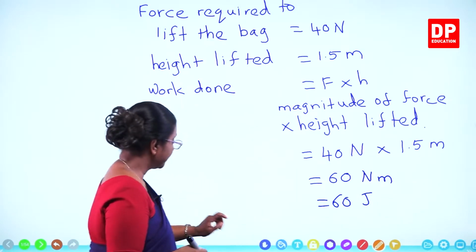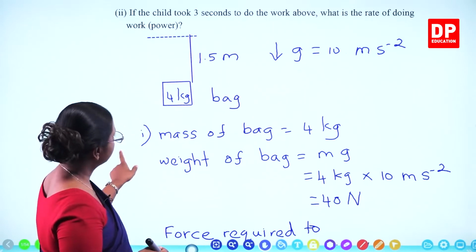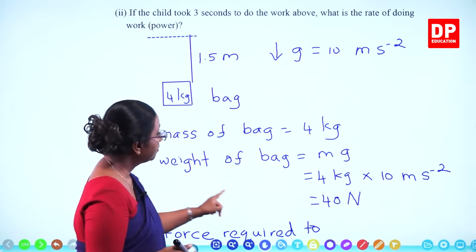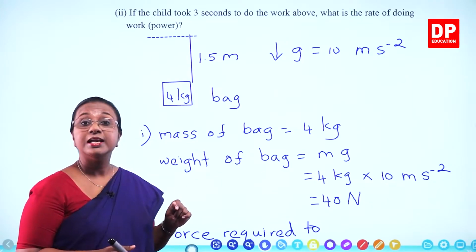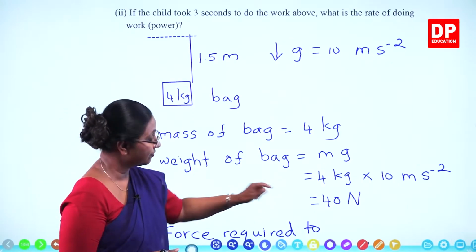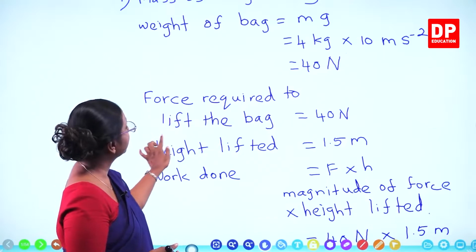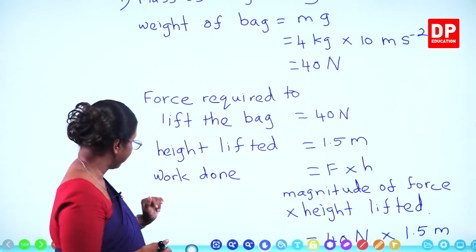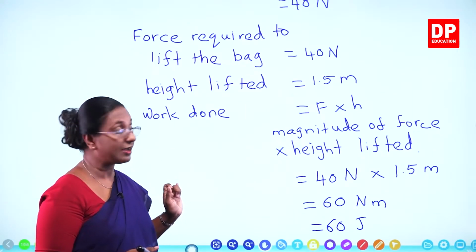If we go back and check, this is what we needed to calculate. The mass of the bag is given, 4 kilogram. Weight of the bag is m into g. So that's 4 kilogram into 10 meters per second squared. That's 40 Newton. And therefore, the force required to lift the bag will be 40 Newton. That is against the gravity. And the height lifted is given to us as 1.5 meters.